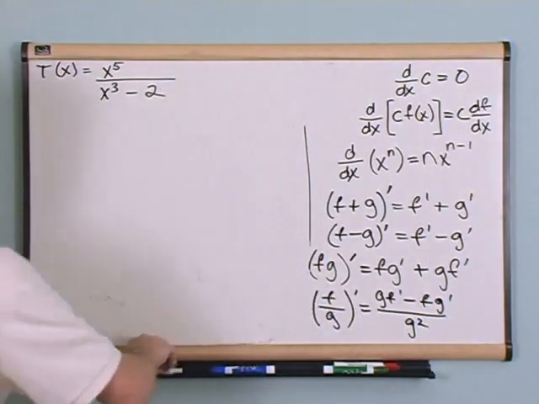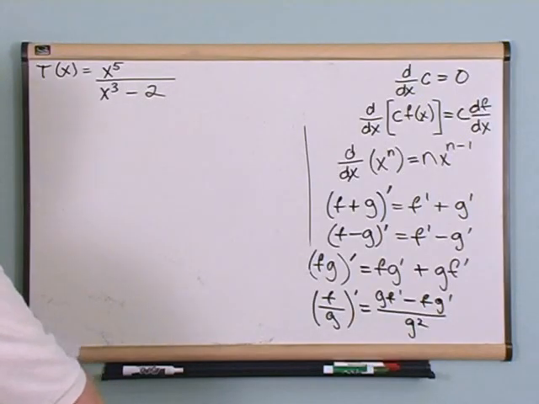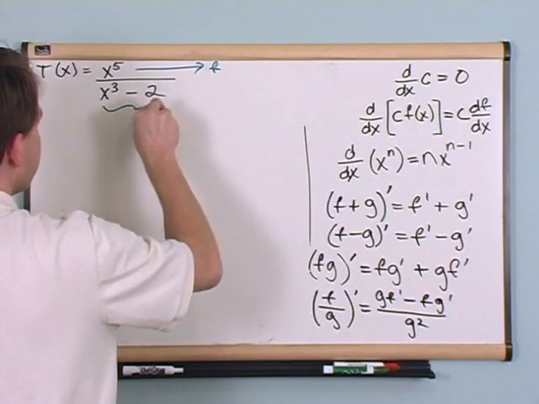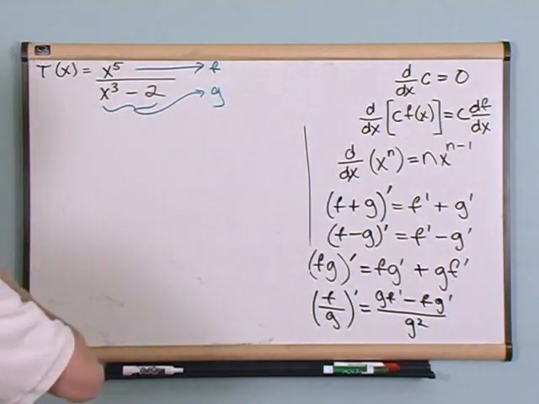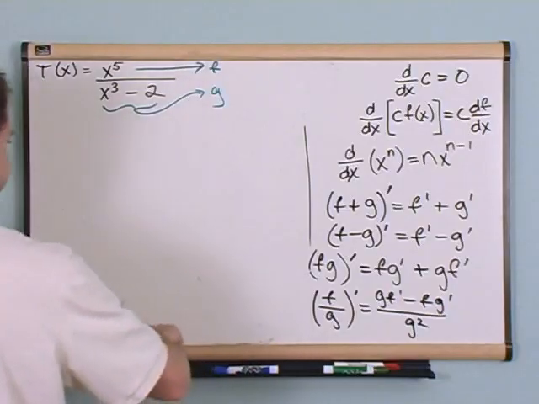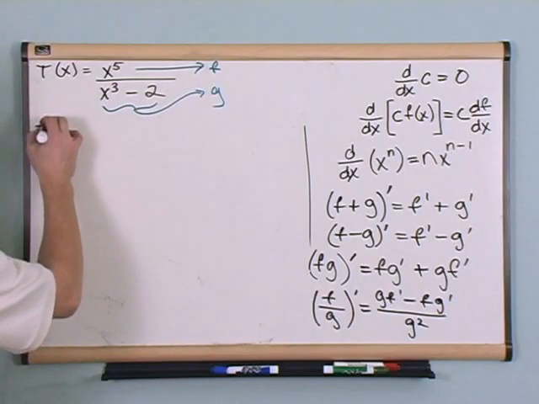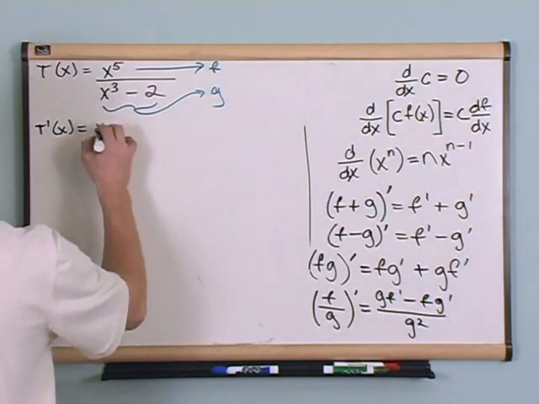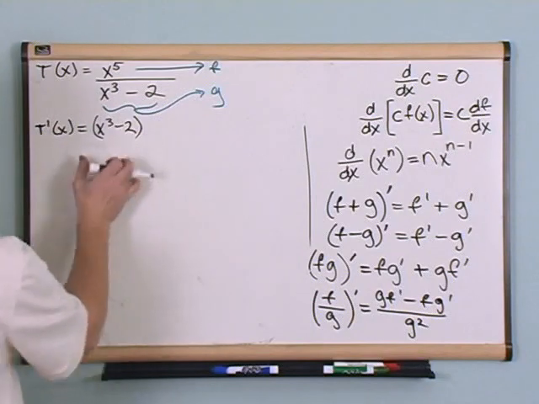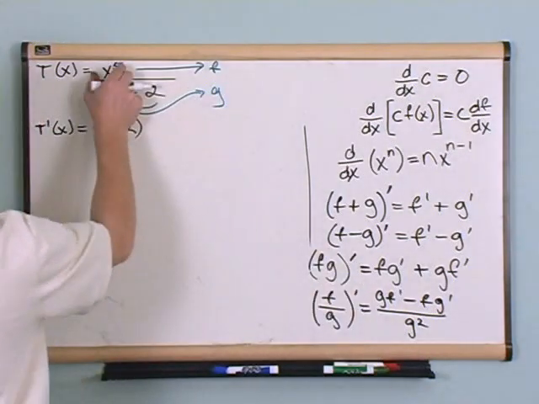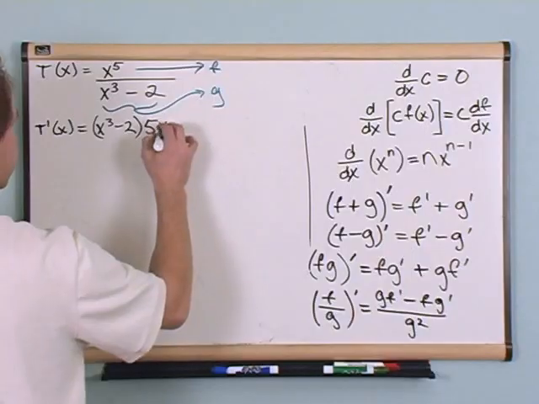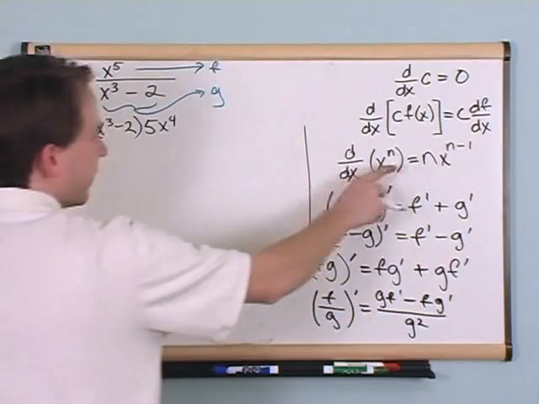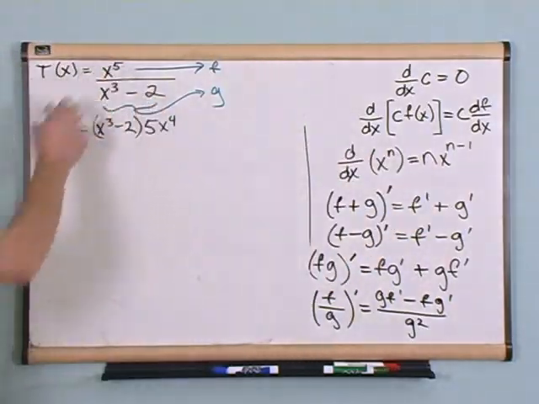And so what we're going to need to recall is that this top function here is f, and this bottom function here is g. So as we go through it, we're going to have to remember that. So t prime of x equals the bottom, which is x to the 3rd minus 2, times the derivative of the top, which is 5x to the 4th. 5 comes down, x to the 5 minus 1 power gives me a 4. I use the power rule right there to take the derivative of the top.